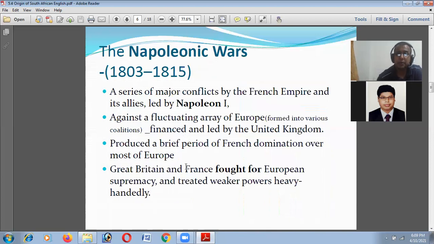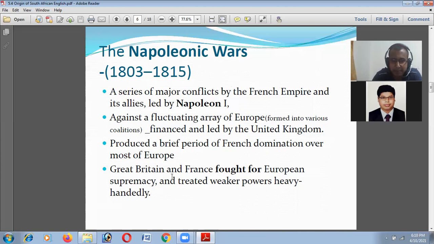Especially the Napoleonic Wars are very much related to the history of Africa. A series of major conflicts by the French Empire and its allies under Napoleon I against the fluctuating array of European powers, financed and led by the United Kingdom, produced a brief period of French domination over most of Europe.